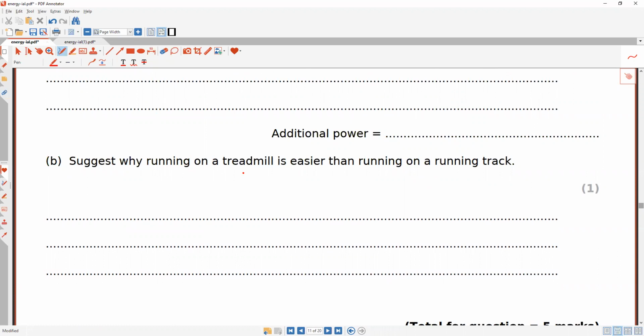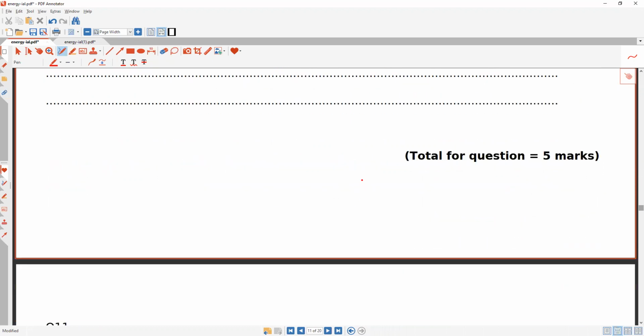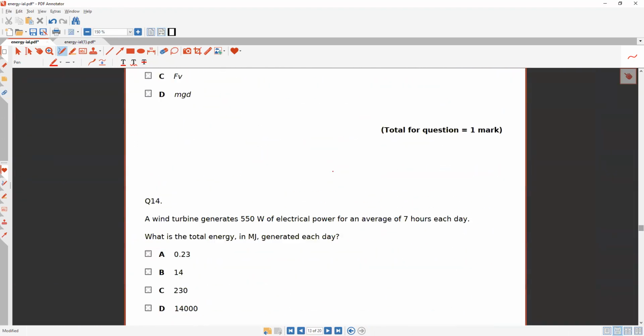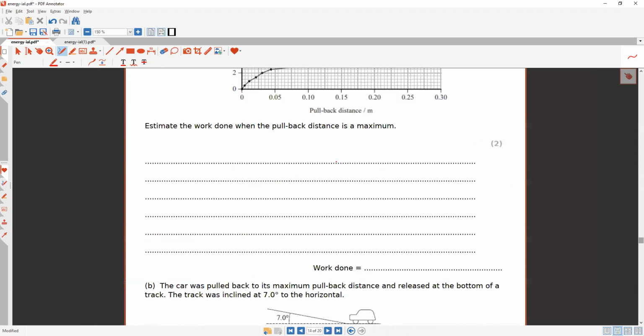More air. Okay, in a treadmill there is no air resistance. Okay, fine, correct. Now let's see some other questions which are important for me to do with you guys. This I already did with you all.